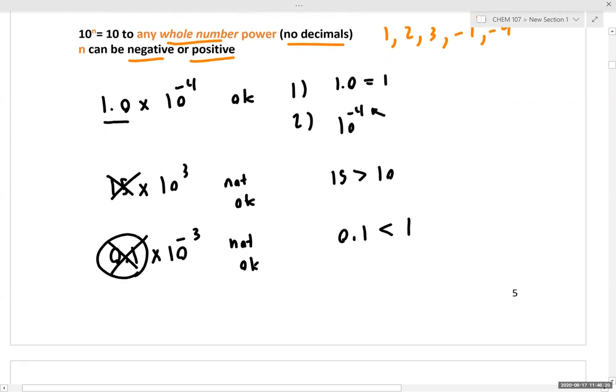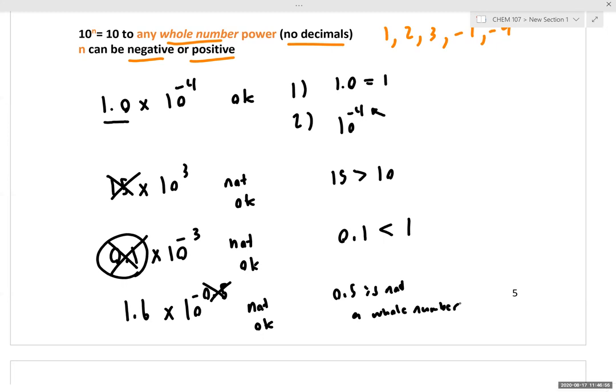Okay, let's do one more. What about 1.6 times 10 to the -0.5? Is this okay? Is this a reasonable number in scientific notation? I see a lot of no's. Would someone like to explain why? It's not a whole number, exactly right. This is not okay because 0.5 is not a whole number. You do not want to have a decimal in your exponent. Perfect.